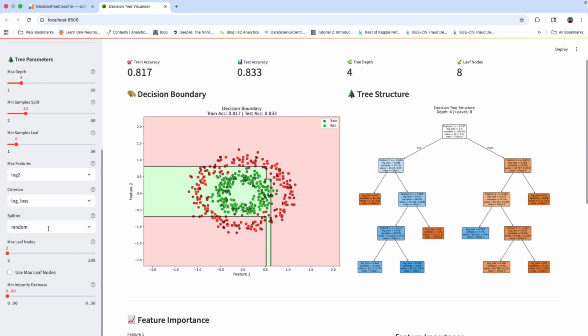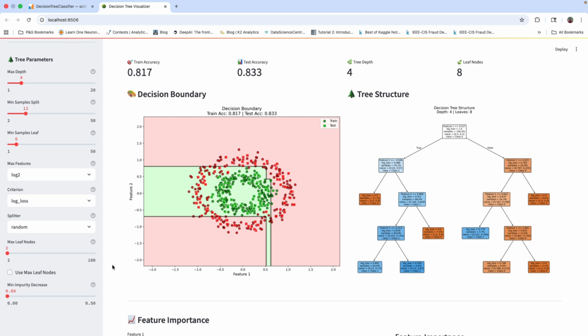Next is splitter, which is either random or best. Best is where the tree evaluates all possible thresholds and finds the absolute best one. This gives you the optimal split, but it is slower if the data set is very large. Random is what we have now, where the tree randomly samples thresholds and picks the best among these, faster and more generalized.